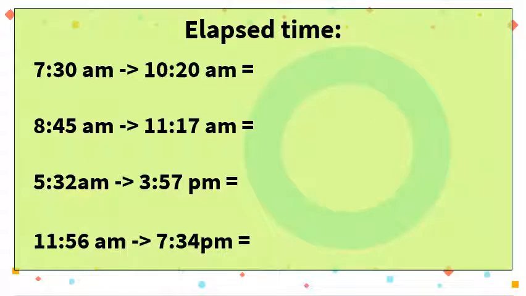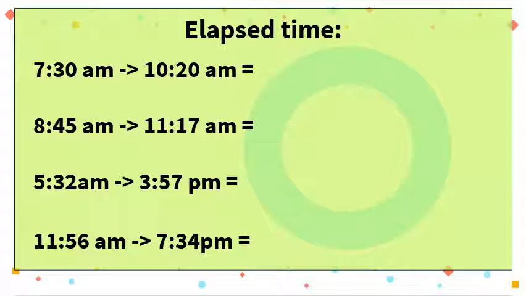Now those ones were nice and easy because only the hours were changing. Here we've got situations where the hours and minutes are changing. So let's look at 7:30 a.m. to 10:20 a.m. So still in the morning. And now I know that 7 plus 3 is going to get me 10, but if I do 7:30 plus 3 hours, it's going to get me to 10:30 a.m., which is too much. There's two ways of doing this, or there's actually more than two ways of doing it.